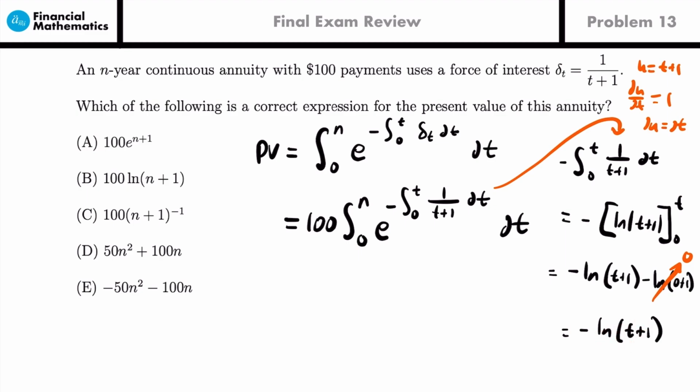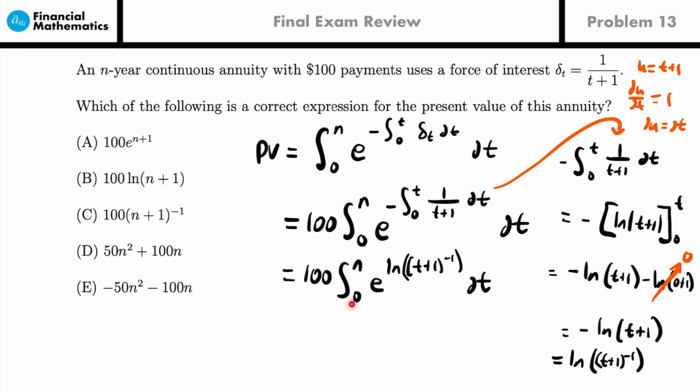When you have a natural log function, you can take a constant multiple from outside of it and make it the power of what is inside the natural log function. So this would be equal to the natural log of t plus 1 to the power of negative 1. All right, so now let's put that back in for the power of e. This will be equal to 100 times the integral from 0 to n of e to the power of the natural log of t plus 1 to the power of negative 1. All right, and then we still have dt for the outer integral. Now, e and the natural log will cancel each other out. They are inverse functions. So we will have 100 times the integral from 0 to n of t plus 1 to the power of negative 1 times dt.